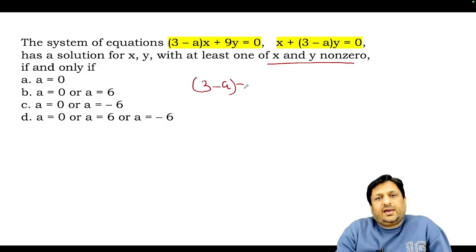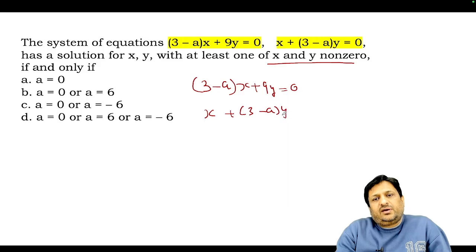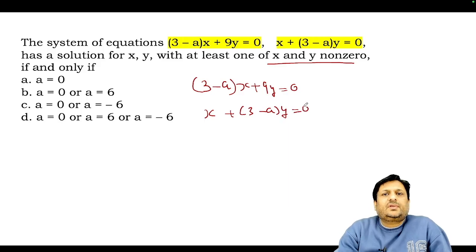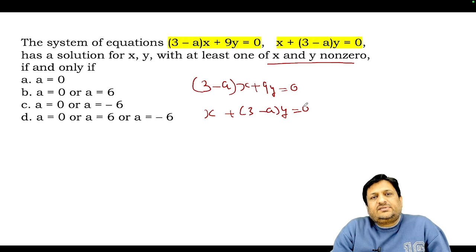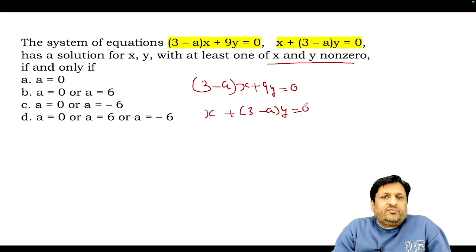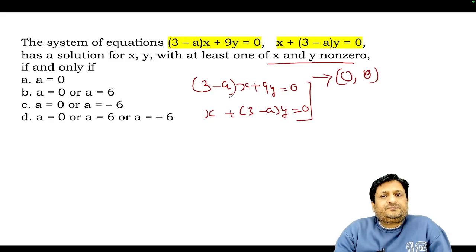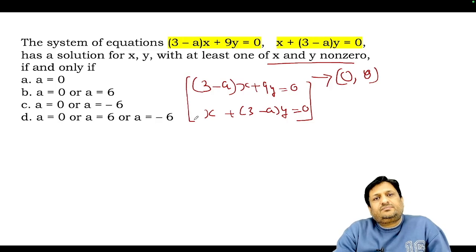(3 minus a)x plus 9y is equal to 0. Then the second equation is x plus (3 minus a)y is also equal to 0. Note it down that the right hand side of both equations is 0. Now, it is clear from here that one obvious solution, (0, 0), will of course satisfy both the equations. So (0, 0) is a solution of these two equations. It is visible to us.